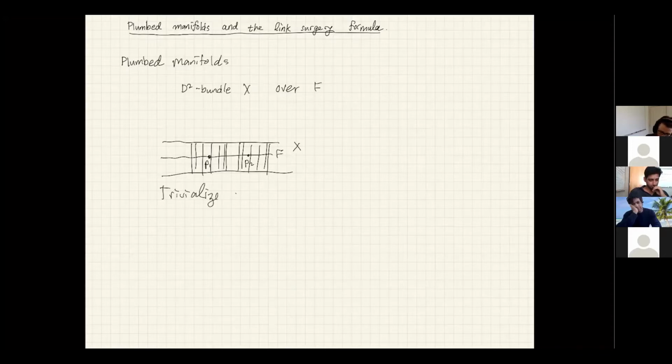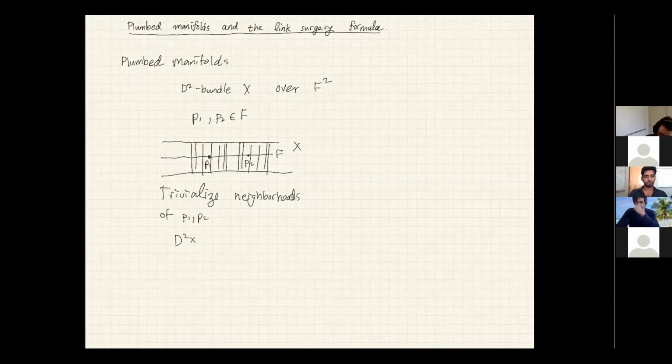P1 and P2 are points in the base, which is a surface. Let's say it's an oriented surface F. We will restrict to the case where F is just a collection of spheres, but what we're going to do is trivialize neighborhoods of P1 and P2. The neighborhood of P1 and P2 in the base is just a disk, and since it's a disk bundle, we can trivialize each neighborhood as D2 times D2.